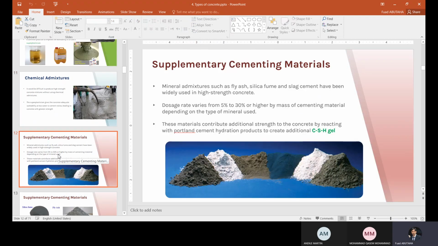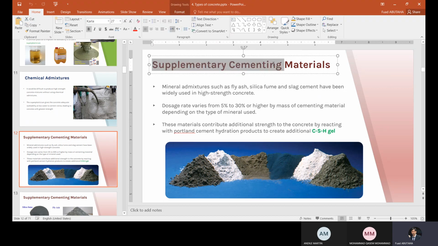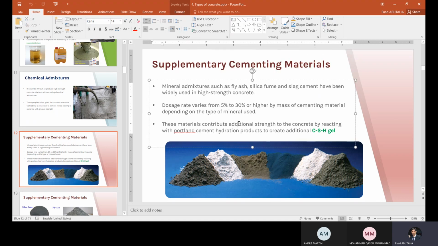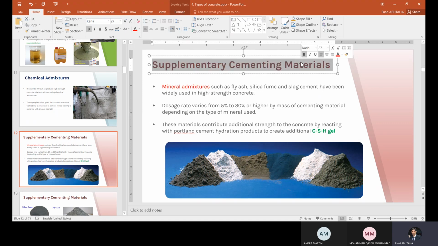The other admixtures, we call them mineral admixtures or supplementary cementitious material or pozzolanic material. So we have three names for the mineral admixtures. Some people call it mineral admixtures. Some call it supplementary cementitious material or cementing material. Some people call it pozzolanic material. So we have three names for the same material. If you heard any of them, they are the same material.